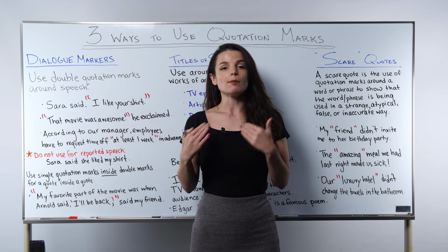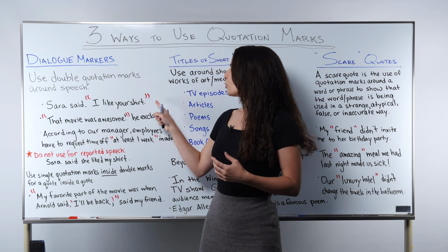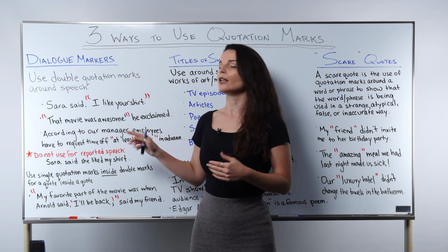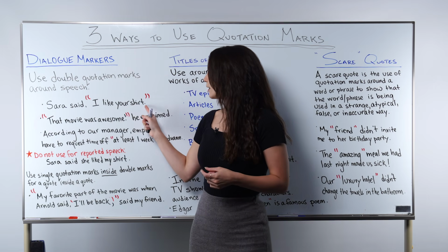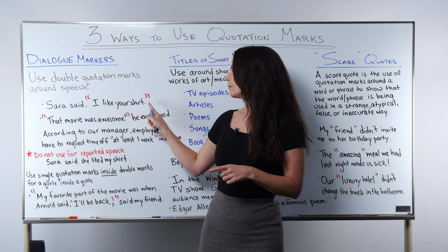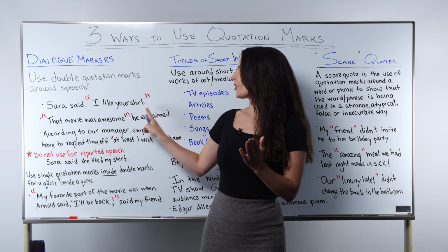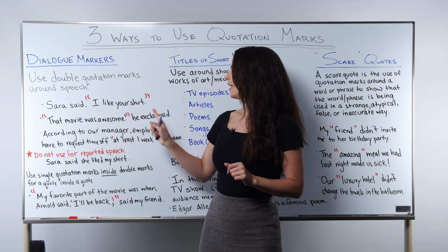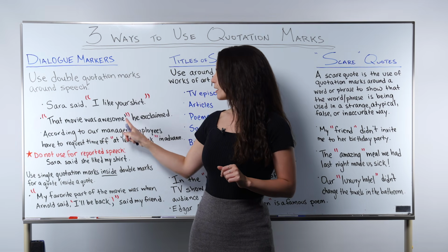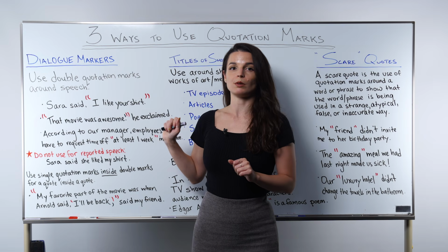You'll also notice in American English, the rule is to put the punctuation inside the quotation marks if it's part of the speech here. So in this sentence, we have the period inside the quotation marks, which means the order here is period, quotation mark, not quotation mark, then period. And the same thing here. "That movie was awesome!" So exclamation point and then quotation mark.